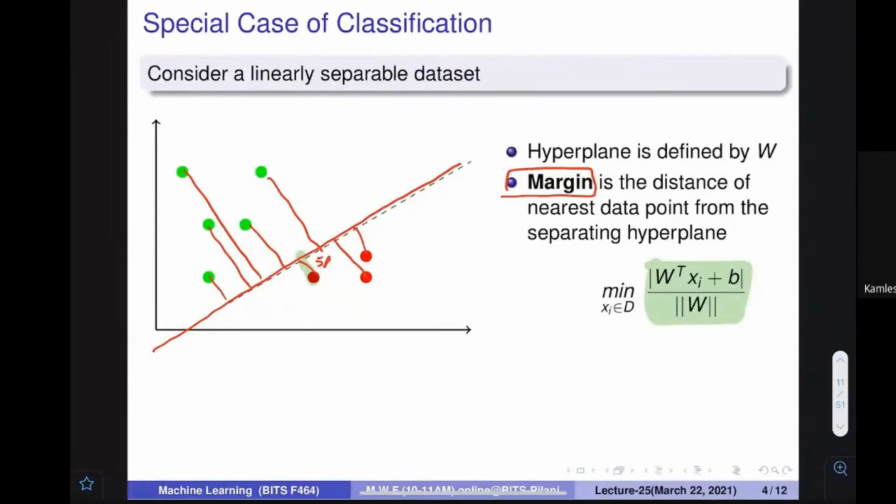For all the data points, you find out what the distance is. Forget about whatever mathematics is there. You know that there is some formula. If you put the value of x into this particular formula, it gives you the distance. You compute the distance for the other data points and return the minimum one, and this is called the margin. Everybody is okay with this? You understand what the margin is?